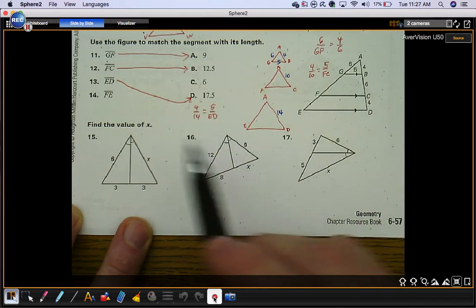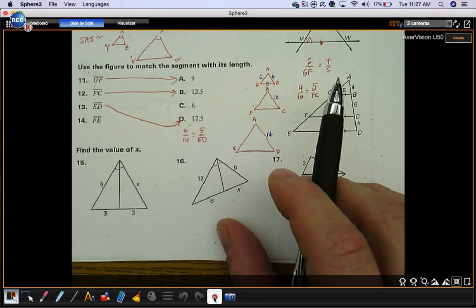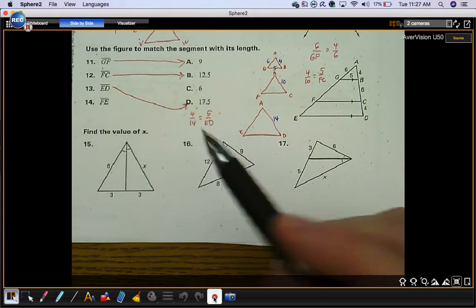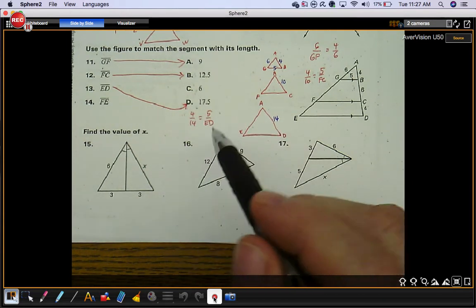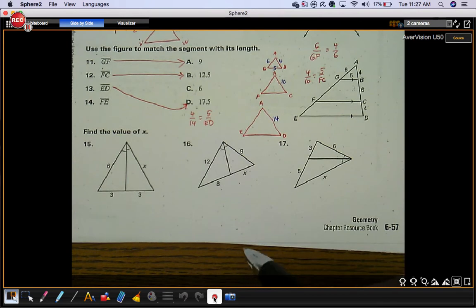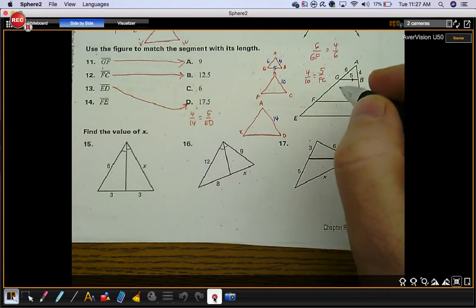F to E, I'm assuming that's going to be 6, but we should probably check it. It's always a good strategy anytime you're doing matching or multiple choice. Even though there's one option left, make sure it's the correct one because maybe you messed up somewhere else. So we know this guy is, what do we say? F to G is 9.